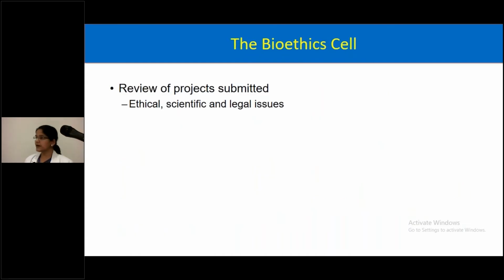What does the bioethics cell do? We receive all projects from different areas, and we have to review these projects in all parts, that we review it for ethical completeness, for scientific, and for legal issues.